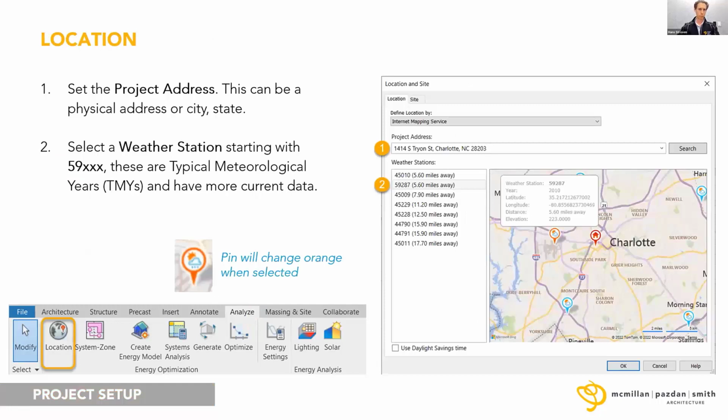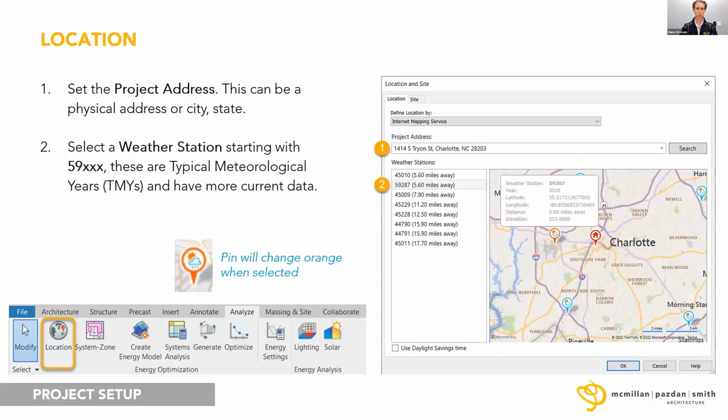So once again, to begin with, we're going to set our project address. This can either be a physical address, or you can just use the basics of your city and state. Then we'll want to select our weather station. You can see that the red pin is where the project location is, and the orange pin is the weather station you have selected.